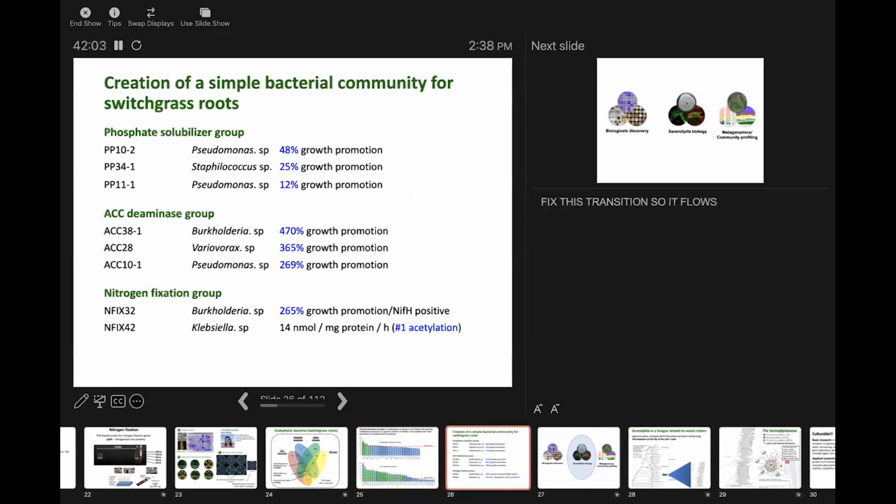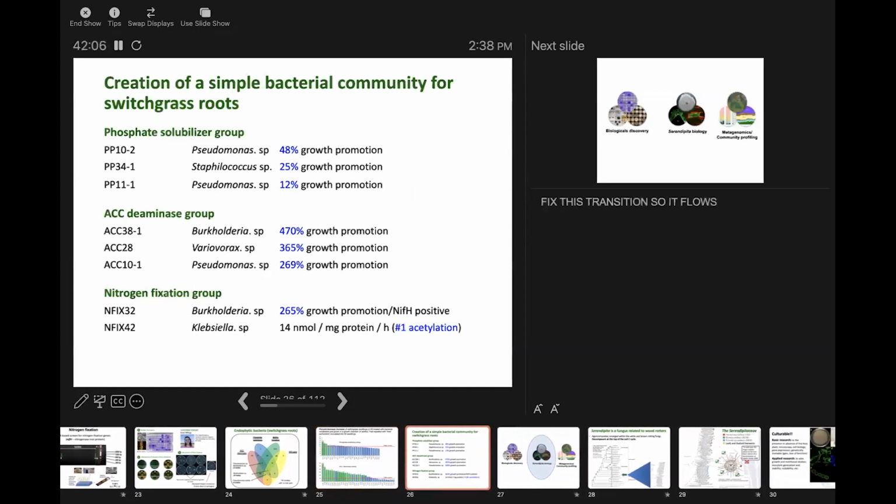Okay? So we created a simple community, a microbiome, and we included 3 of the phosphorus solubilizers that each promoted growth. We included 3 of the ACC deaminase, again, tremendous growth production. I should say the ones that look good with the 9 seedlings, we then test on 90 to make sure we get that phenotype, okay? These last 2 are the nitrogen fixers. Both had the genes. One of them was able to promote growth. This one actually passed that last assay where it actually had the enzyme to break the bond. This one had. So this was our simple group, okay?